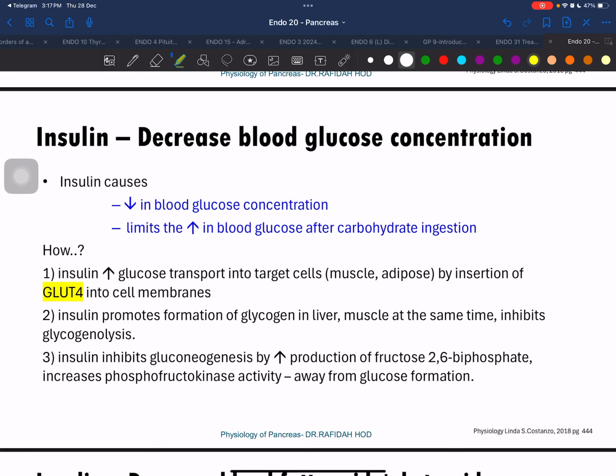Insulin inhibits the gluconeogenesis by increasing the production of fructose, and then which will increase the phosphofructokinase activity. Apa pun maknanya it is away from glucose formation. Sebab dia tak nak make the glucose high in the blood. Dia nak kurangkan. So dia kena inhibit gluconeogenesis ni. And maknanya the substrate tu, whatever that is being produced will not form glucose. It will form a different substrate, but it is not glucose.